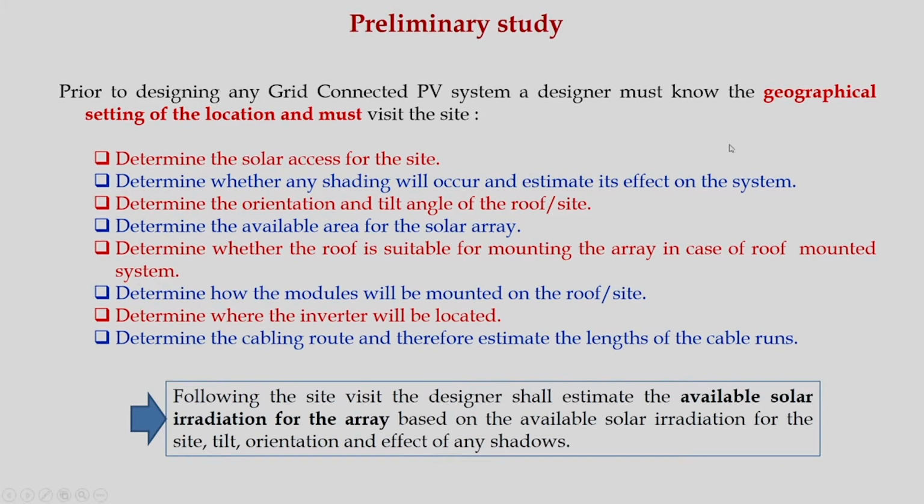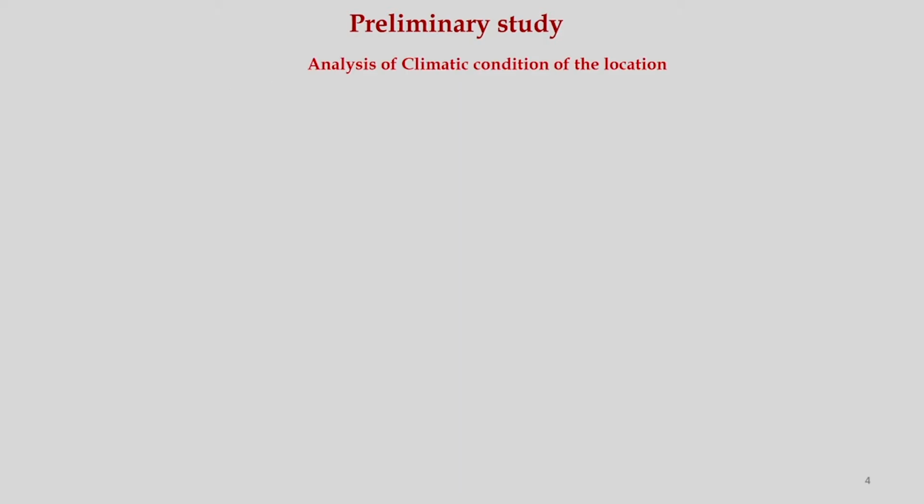After this is done, what do we need to do as a designer? The designer will estimate the available solar irradiation for the array based on the available solar irradiation for the site, and then the tilt is known for a particular location, then orientation and the effect of any shadows. By analyzing this information, the amount of solar radiation to be received by the solar plant will be estimated. In the next phase, analysis of the climatic condition of the location is very important.